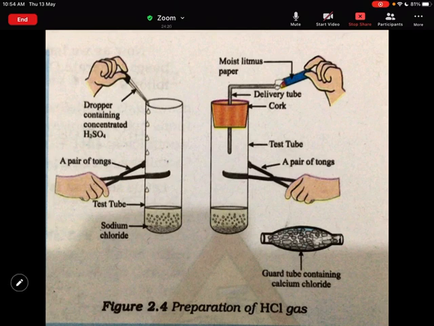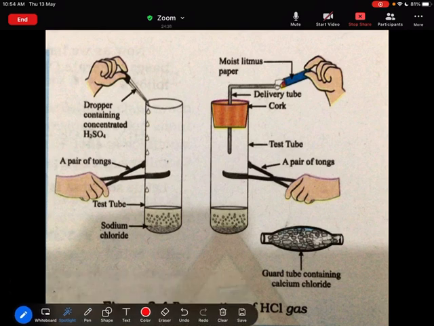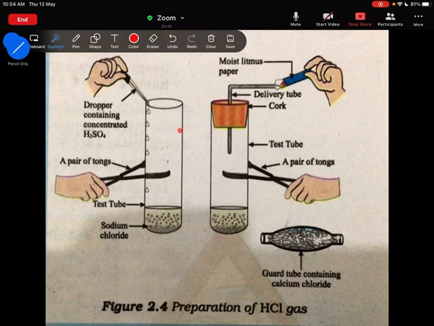So in this first test tube, we have taken sodium chloride. To that, we are adding concentrated H2SO4. HCl gas will be produced. You see, preparation of HCl gas.